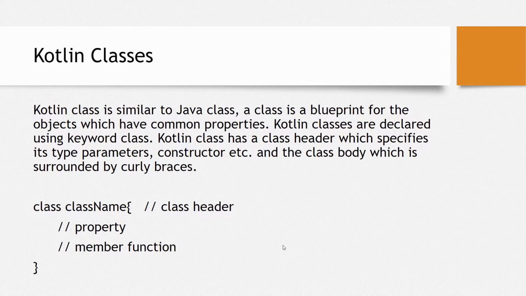So let's see what are Kotlin classes. As a definition, if you have done Java, you may know classes. Kotlin classes are also similar to the Java classes. So basically, what are classes? A class is a blueprint for the object which have common properties. By this definition, we can understand that a class is a blueprint. So how are classes declared? We use a class keyword to declare a class.